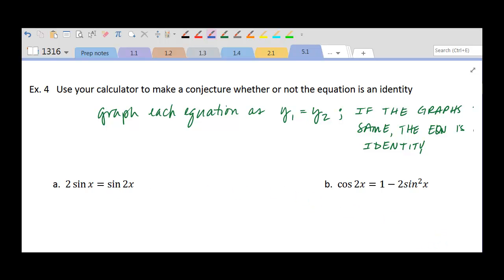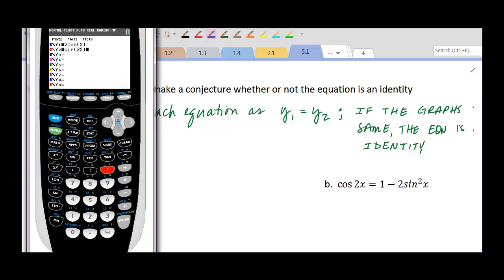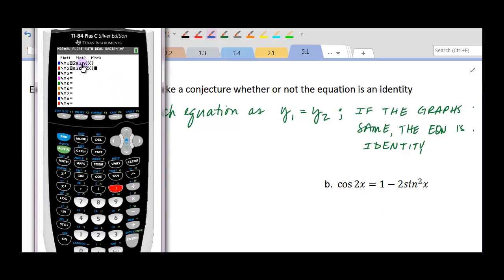So in my graphing calculator, let me pull this down so you can see it, I already have those 2 sides of the equation entered in. So the left-hand side is 2 sine x, the right-hand side is sine 2x. Notice that the 2 on the right-hand side is inside of the parentheses here. And I want to graph this. We have a quick zoom function on the calculator that if you want to just zoom it to a standard trig window, you could hit number 7.